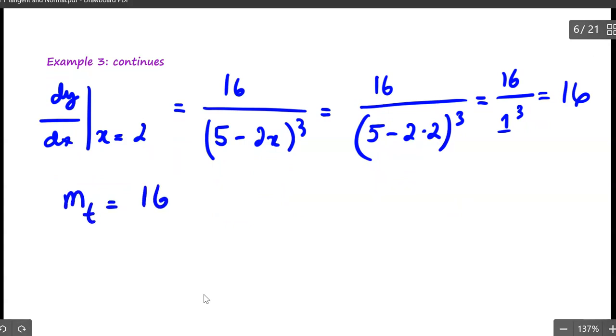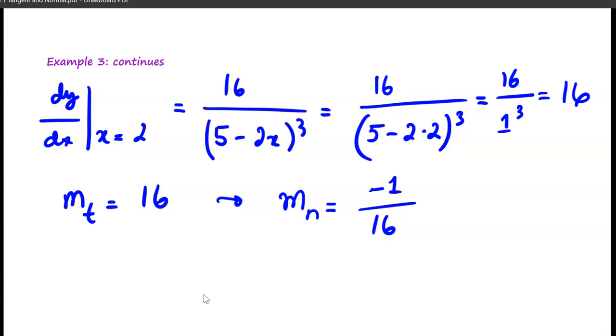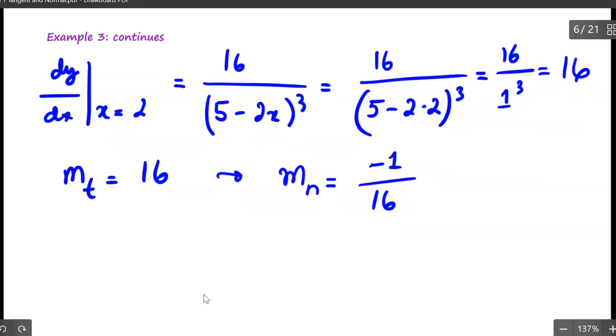You may want to label that right away, because you don't want to forget that you are going to find the equation of the line normal to the curve, not the one tangent to the curve. So from here, you can see that mn is equal to negative 1 divided by 16, the negative reciprocal of the slope of the line tangent to this curve. So here we already have a slope.